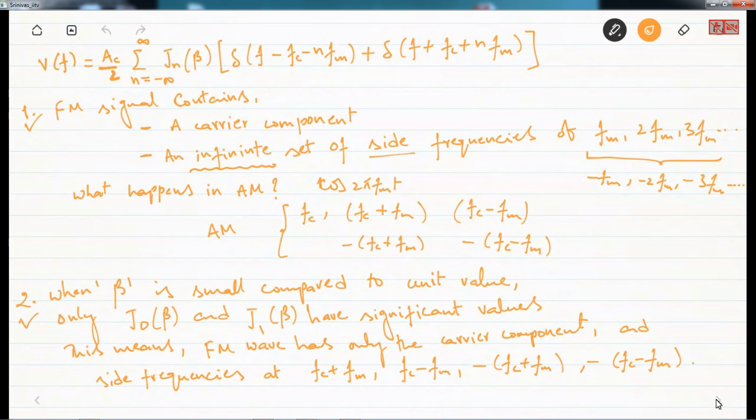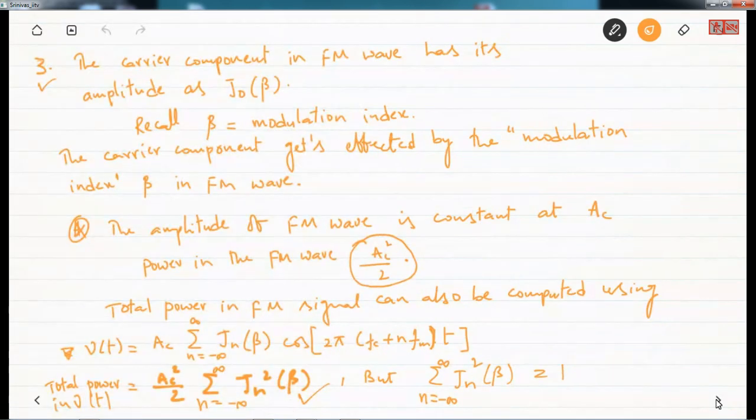And then we also did the power. The total power in the FM wave is Ac squared by 2 times the sum of Jn squared of beta, and the sum of Jn squared of beta from n equals minus infinity to plus infinity is equal to 1, right? More importantly, we said the total power in an FM signal is constant. The carrier power changes: if there is no modulation, the entire power in the FM signal is due to the carrier, and if there is modulation, the carrier power gets reduced and the modulation power increases.